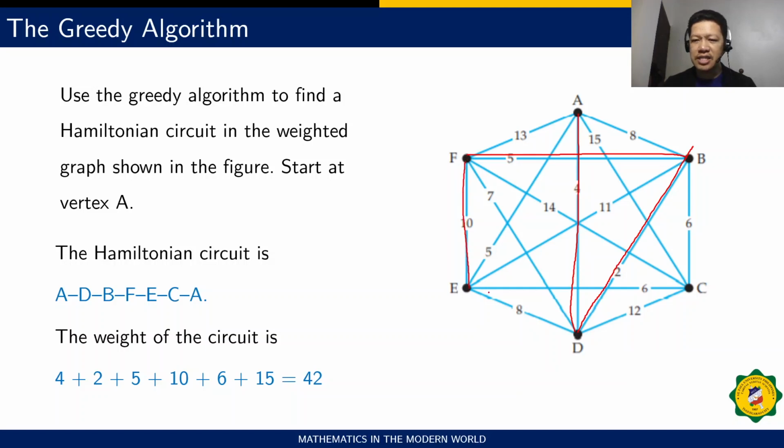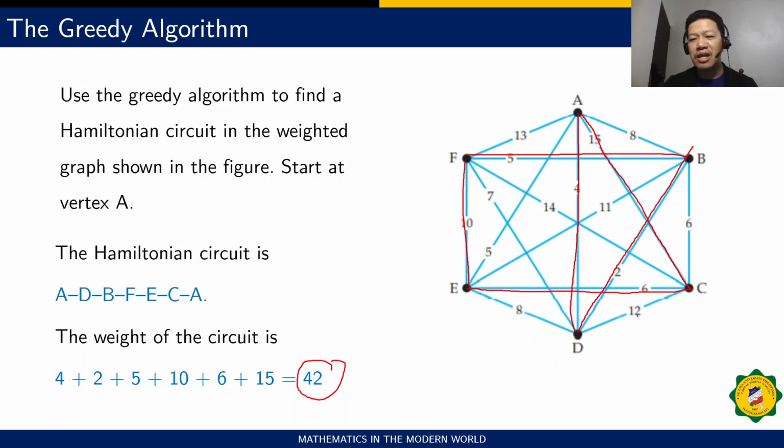Since C is not yet visited, that's the last one to be visited. So we visit C, and then you go back to A, taking this line here. And that's a Hamiltonian circuit. The total weight is 42.